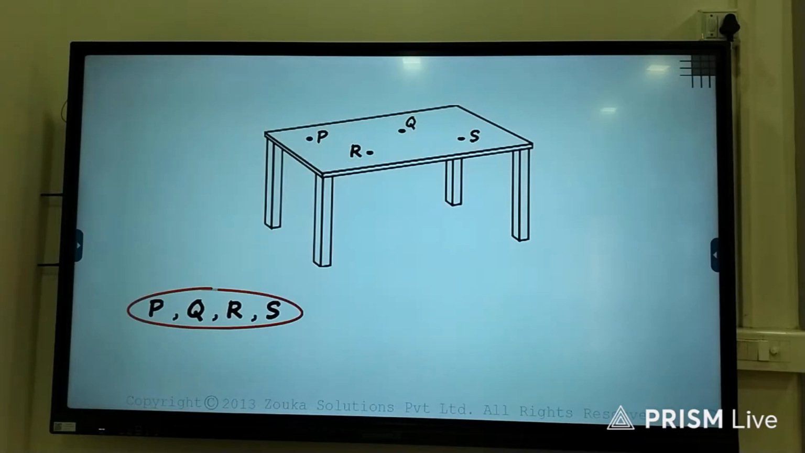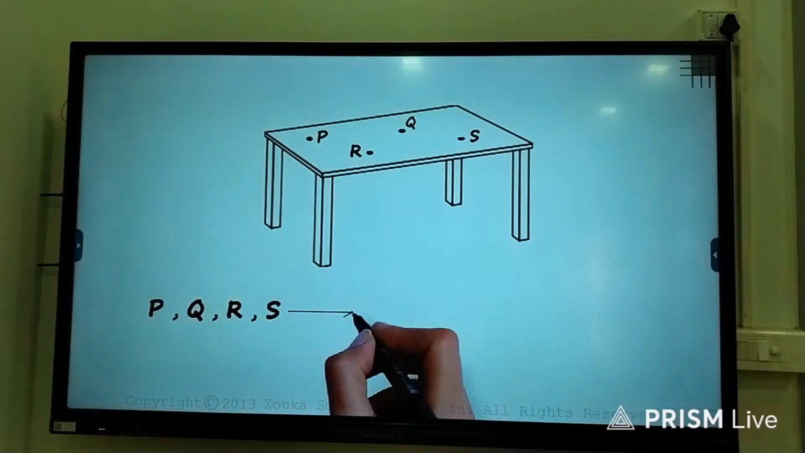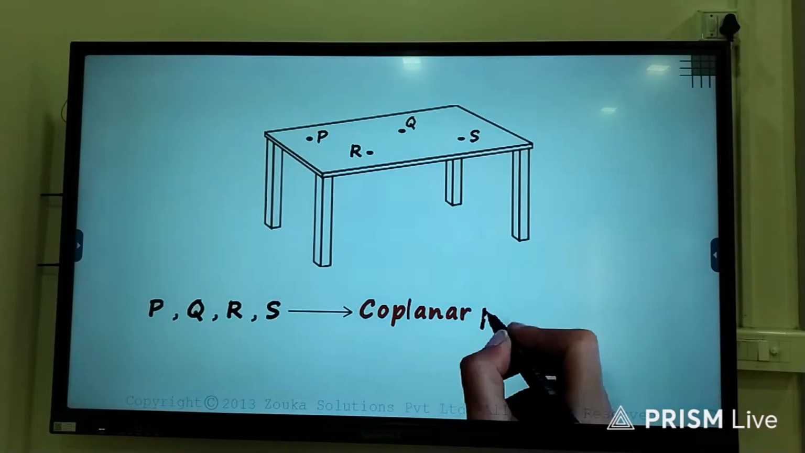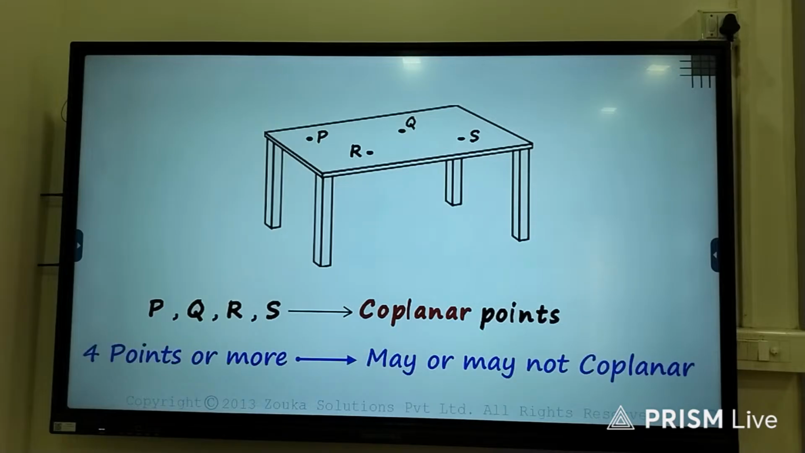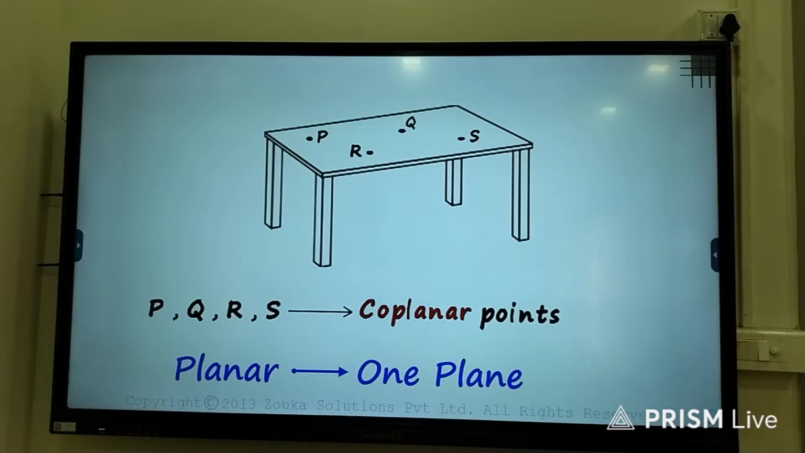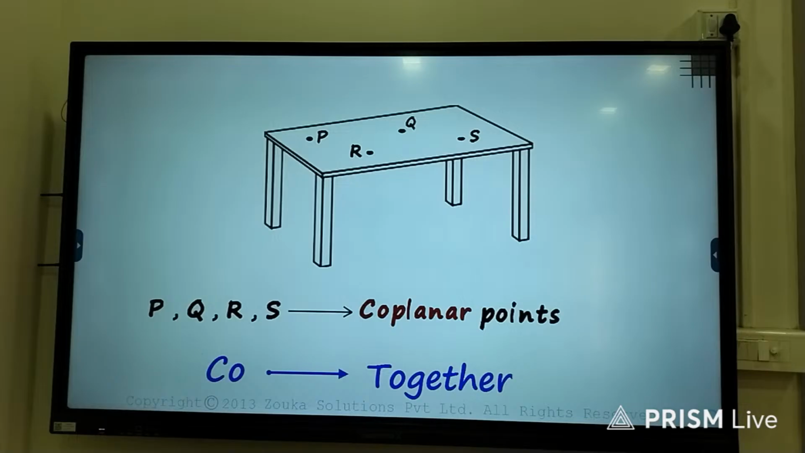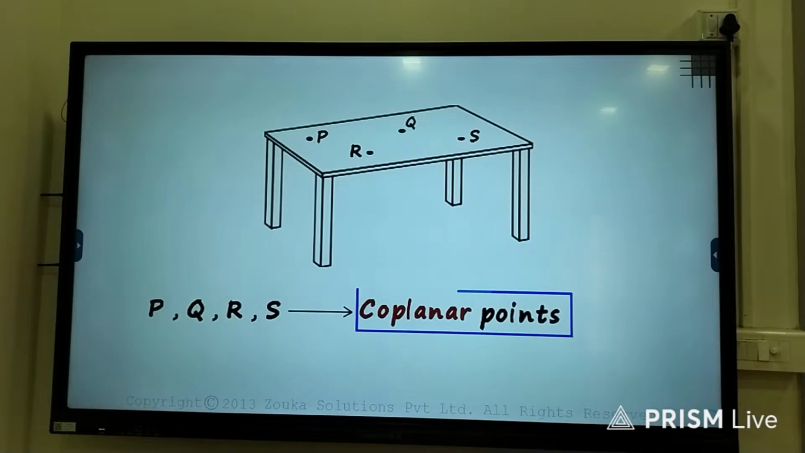What do we call the points that lie on one plane? They are called coplanar points. Remember, 3 points will always be coplanar. 4 or more points may or may not be coplanar. Planar means on one plane, and co means together. With 4 or more points together on the plane, they are called coplanar points.